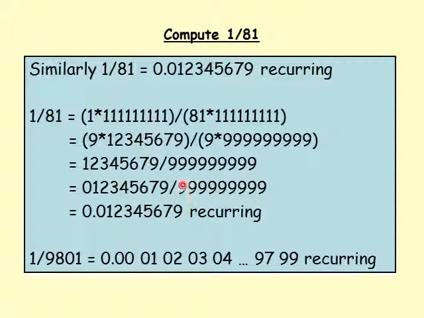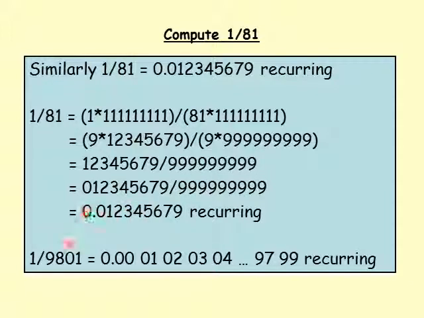If we were dividing by 1 followed by 9 zeros, we would have gotten an exact 0.0, 1, 2, 3, 4, 5, 6, 7, 9. But we are dividing not by 1 followed by 9 zeros, but instead by a sequence of 9 nines. So that gives me recurring numbers.